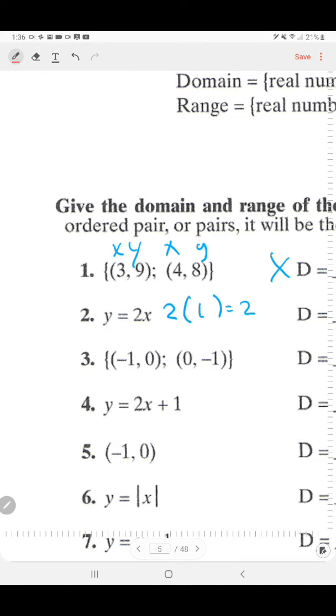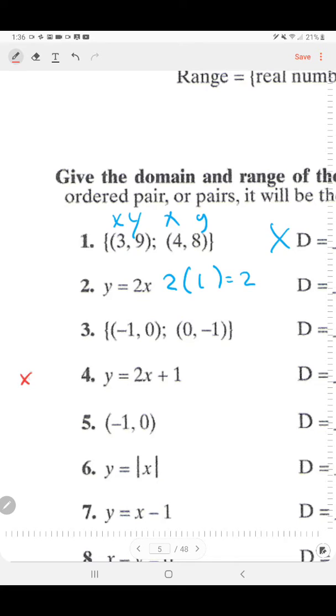Okay. For number 4, you're going to do an XY table again. XY table, -1, 0, +1. So again, you're going to do 2 times, plug in your X, and then add 1. So I'm only going to do the first one for you. So -1. 2 times -1 is -2. Plus 1 is -1.